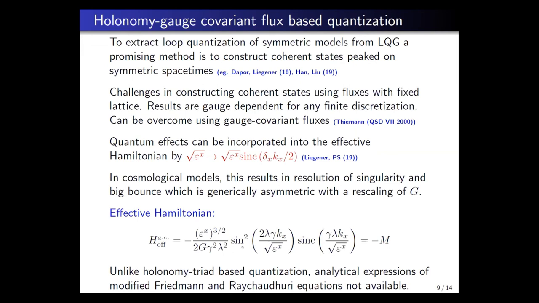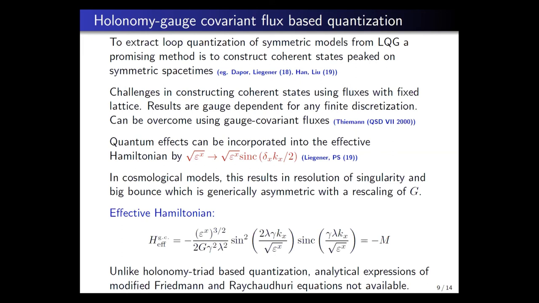In the LTB dust model, we can rewrite the effective Hamiltonian using the gauge coherent fluxes, and the idea is that it has this additional sinc term. And unfortunately, what happens is that you can derive the Hamilton's equations from this model, but you cannot obtain the modified Friedmann or modified Raychaudhuri equations from this model. They are extremely complicated because one runs into a transcendental equation and one cannot compute further. So one must rely on numerics to understand any implications from this model.